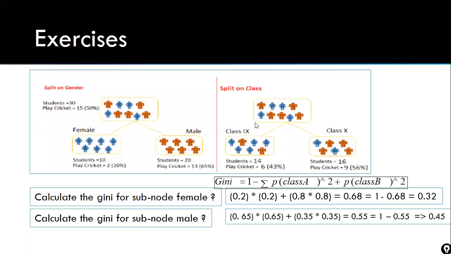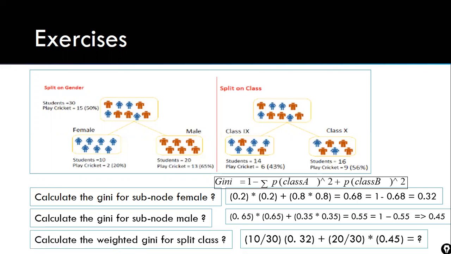If you subtract it from 1, that is the formula. Okay, 0.32. Similarly, in the case of the male node, 13 out of 20 students play cricket, which is 65%. Class A is 65% and class B is the remaining 35%. So it is 0.65 into 0.65 plus 0.35 into 0.35, because of the formula. Class A, 0.65, plays cricket: yes or no. Yes is 65%, this is one class. No is the remaining part. So for this we get 0.32, and for this we get the Gini index 0.45.